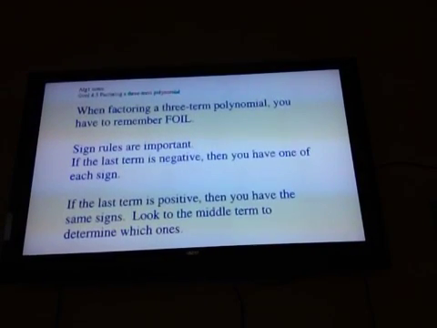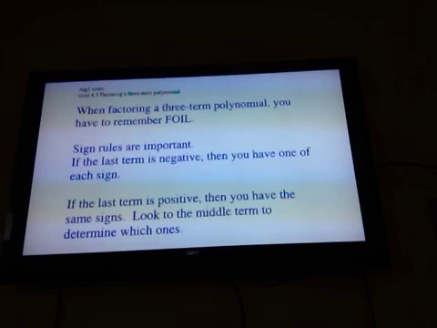In goal 4.3, we are working with 3-term polynomials now. So we went from 2 to 3, and then a couple days from now we'll go to 4-term polynomials. When factoring a 3-term polynomial, there are a couple approaches to doing this, but I take the approach of using the reverse of FOIL. Okay?